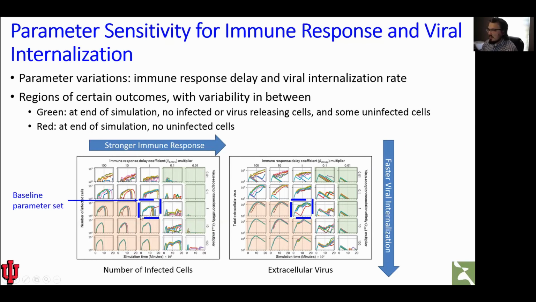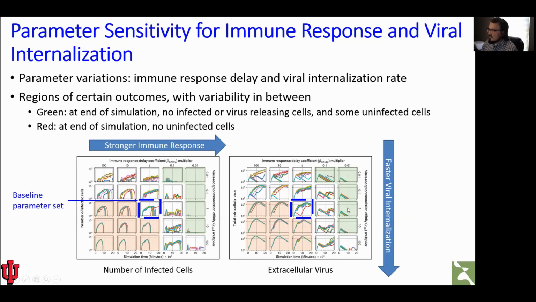And again, we saw widespread infection. This is counting the number of infected cells in this plot and the total extracellular virus in this plot. And you notice in the top right, with the stronger immune response and the slower viral internalization, we get nearly a deterministic system. Each of these plots shows a simulation replica. For each of these parameter sets, we did 10 simulation replicas.